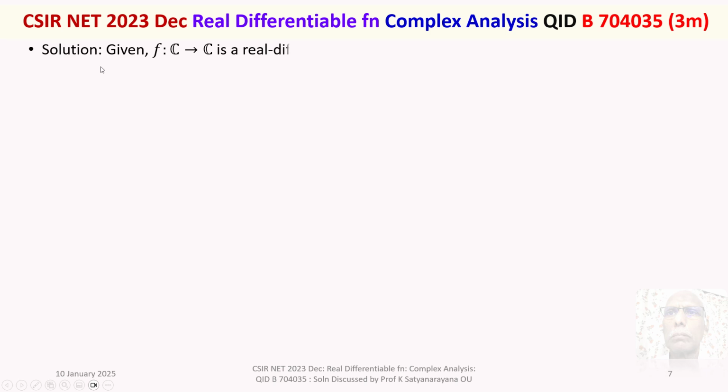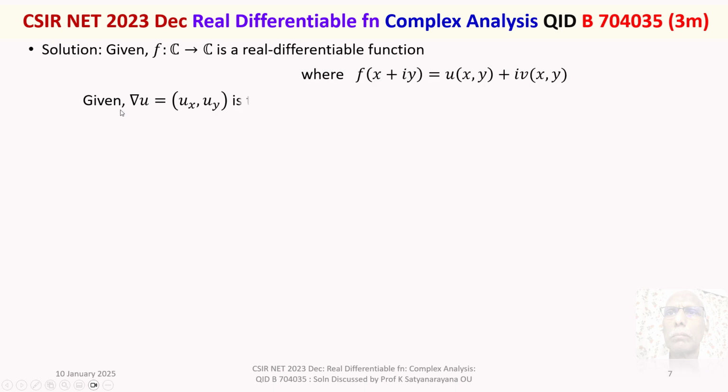So, we discuss the solution of the given question. Given f from C to C is a real differentiable function, we know what a real differentiable function is, where f(x + iy) is u(x,y) + i v(x,y). Given grad u is (ux, uy), the gradient. Right.